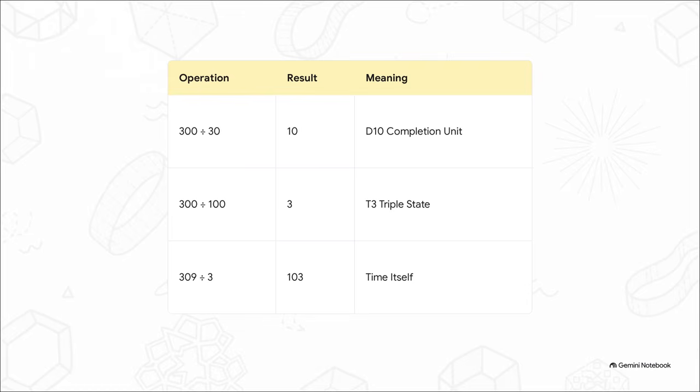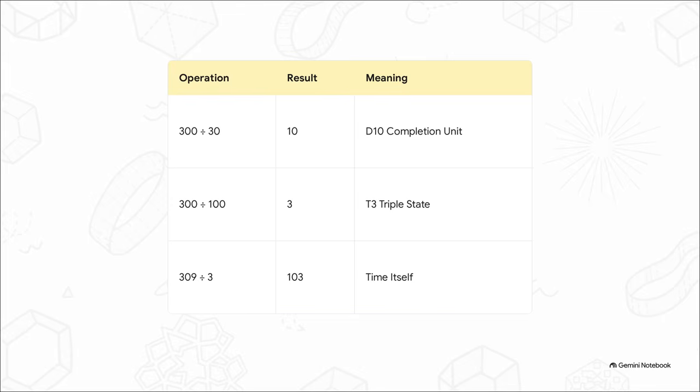So how do these internal divisions actually lock together to reveal a structural spine? Well, let's do the math. If you take that 300 macro field and divide it by the 30-night appointment, you get exactly 10, our D10 completion unit. Divide that same 300 by a 100-year isolation, and you get 3, representing a T3 triple state of silent units.